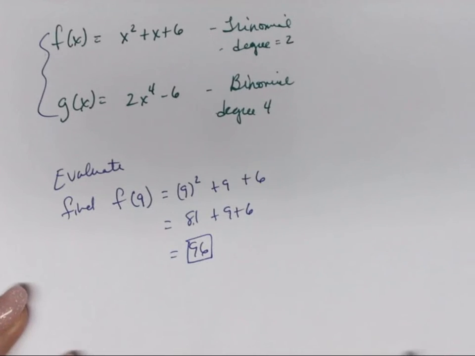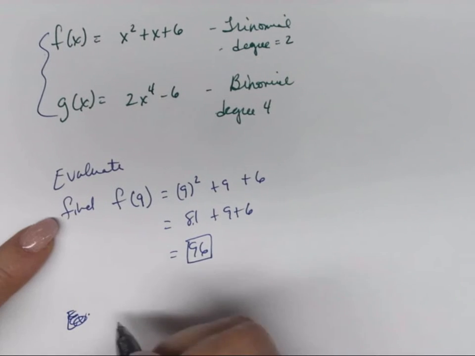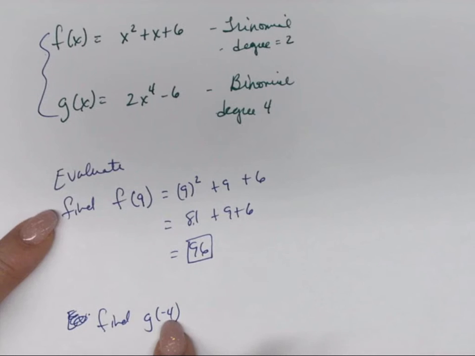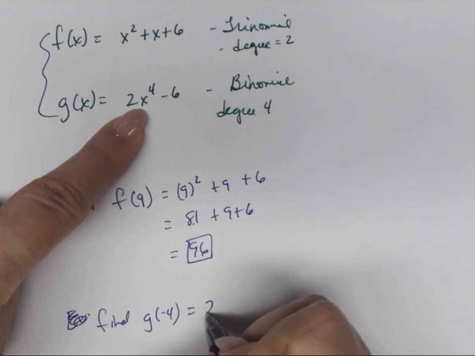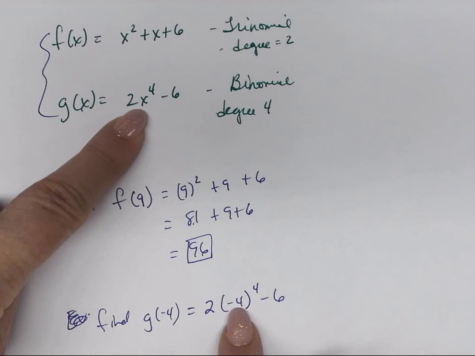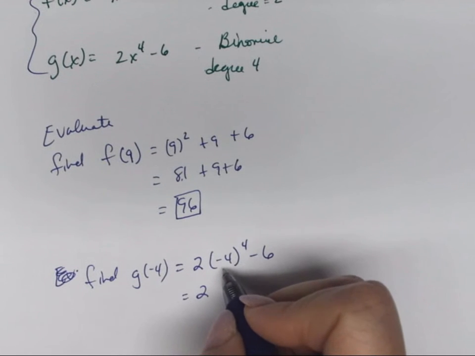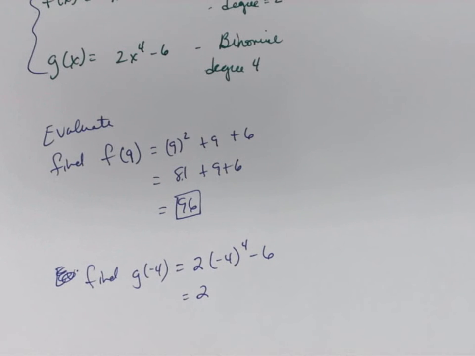Now, if we want to evaluate, oops, sorry, we don't need to rewrite that. We want to find our g at -4. So we're going to plug in -4 into our g wherever the x is. So this will be 2 times -4 to the 4th minus 6. So we just plugged in the -4 wherever the x is. So 2 negative, so -4 to the 4th.